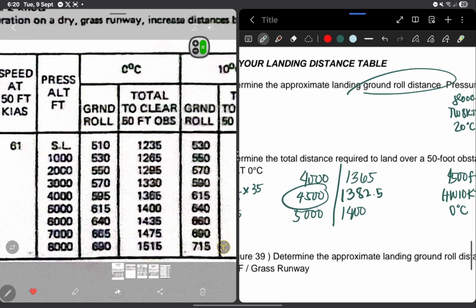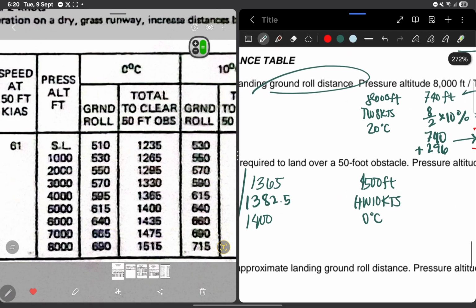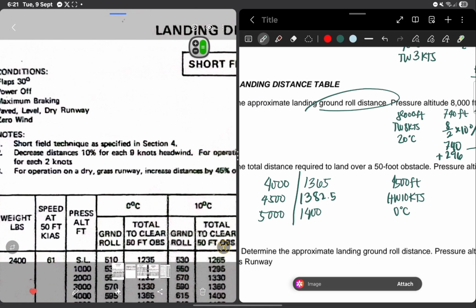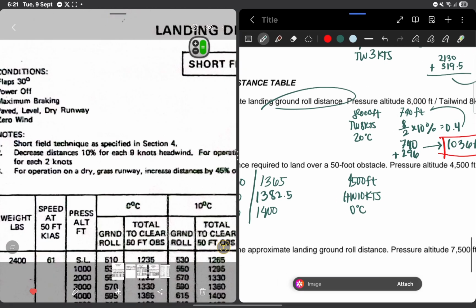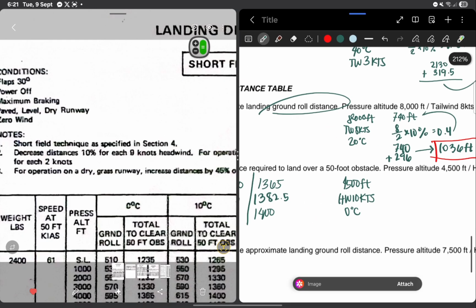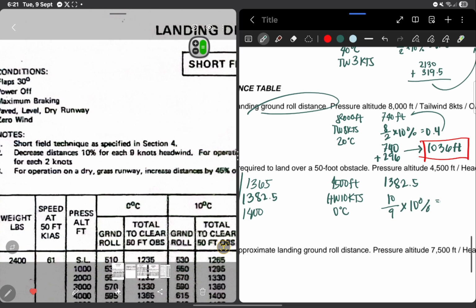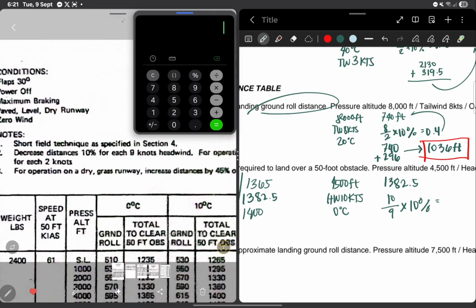So now that we have a value for 4,500, we can answer for 10 knots of headwind. So let's read here. Decrease distances by 10% for each 9 knots of headwind. Since we have 10 knots, let me write down our value first, 1,382.5. Now we need to divide 10 knots by 9, multiply it by 10%. This is our formula, so I'll put that into the calculator. 10 divided by 9 equals, multiply it by 0.1. It is 0.11.